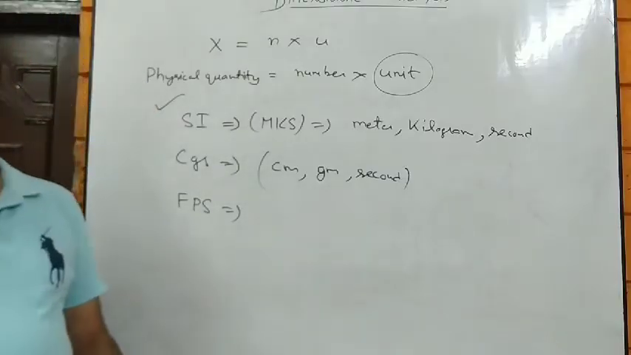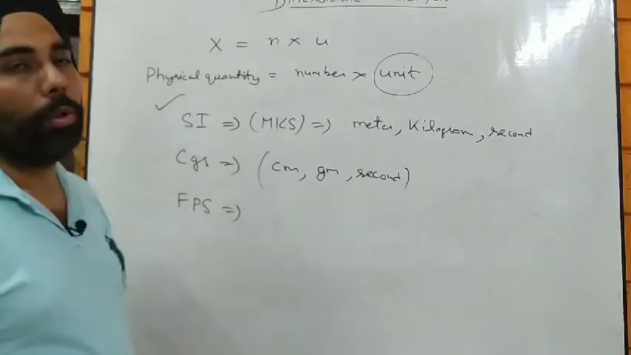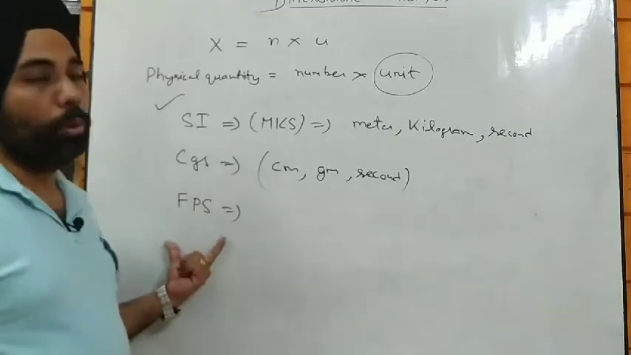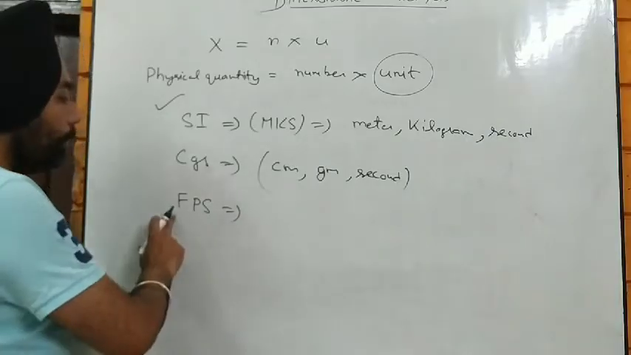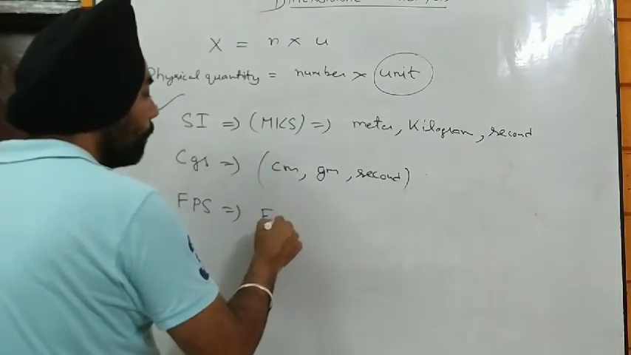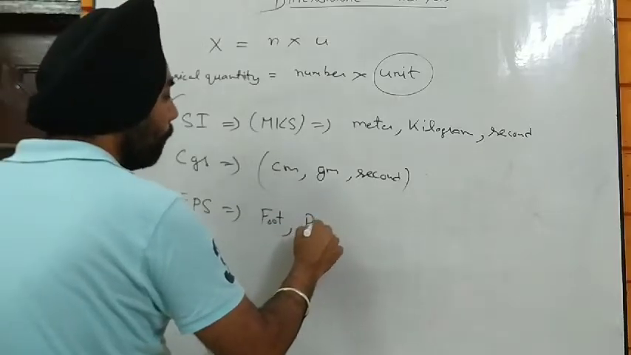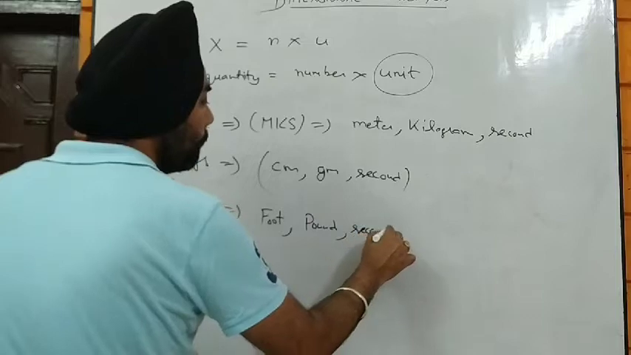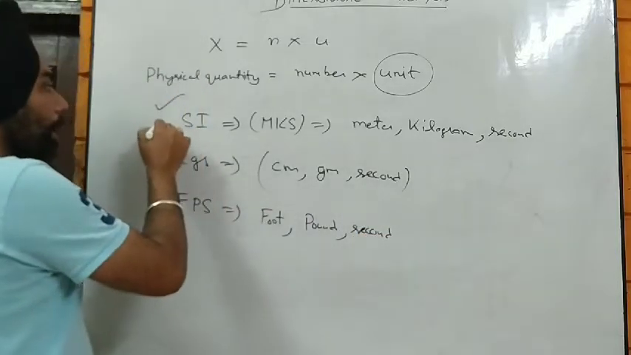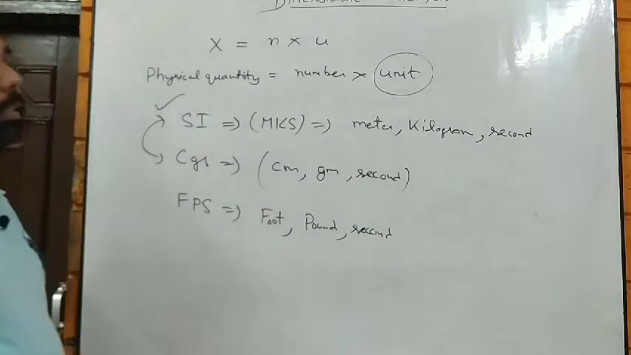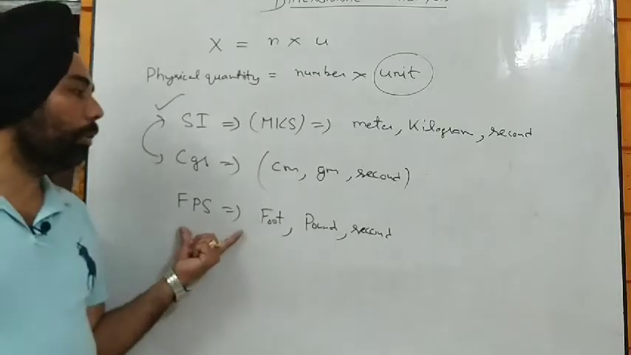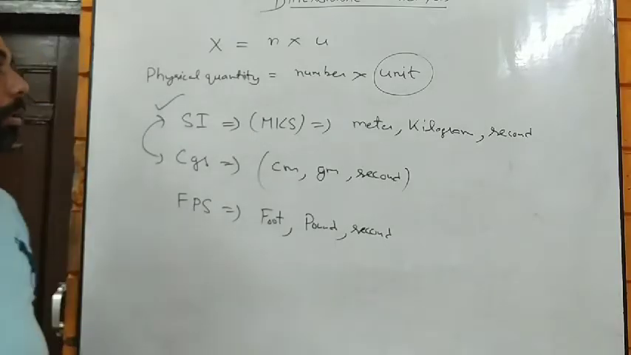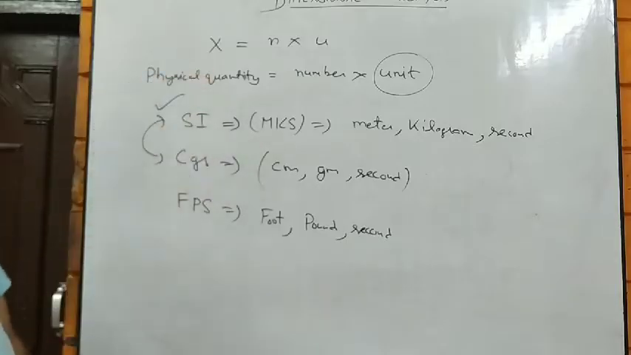FPS system is not popular all over the world. It's only used in UK, where F is for foot, P is for pound, and S is for second. We are basically using SI and CGS system only. FPS system is only used in UK. Okay. So now these are the three systems of units.